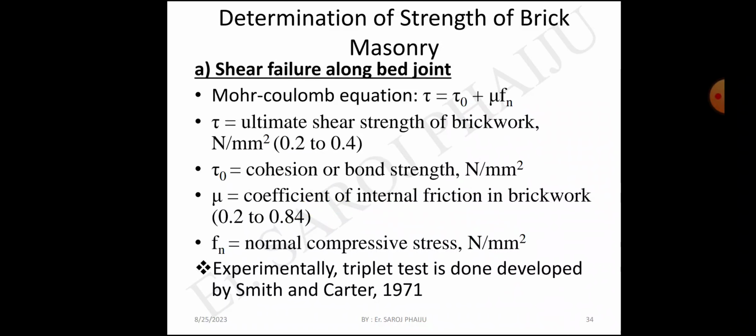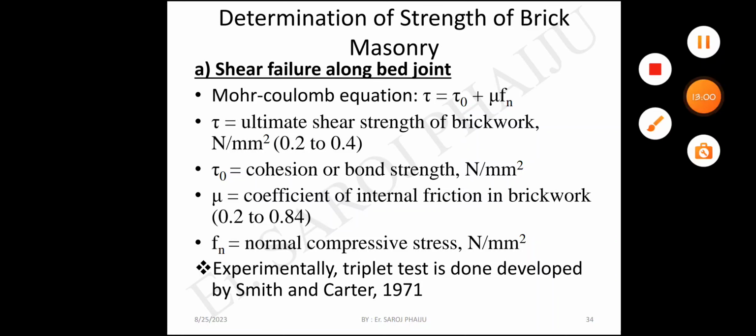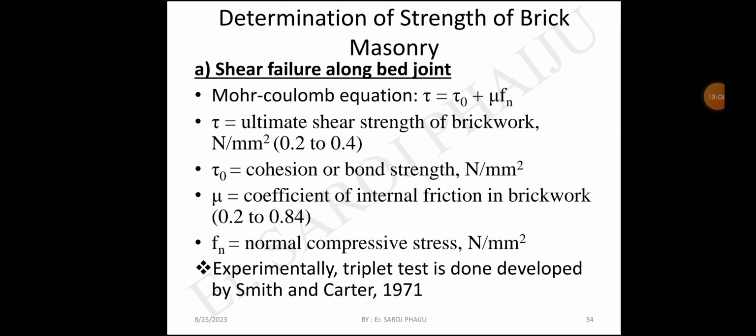Shear failure along bed joint. Mohr-Coulomb equation: Tau equals tau naught plus mu Fn. Tau is the ultimate shear strength of brickwork in Newton per mm square, 0.2 to 0.4. Tau naught is the cohesion or bond strength in Newton per mm square. Mu is the coefficient of internal friction in brickwork, 0.2 to 0.84. Fn is the normal compressive stress in Newton per mm square.